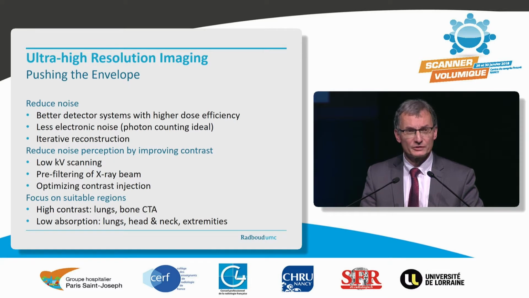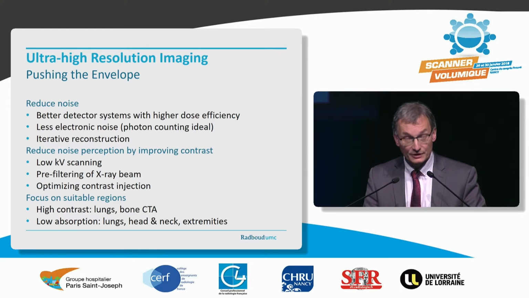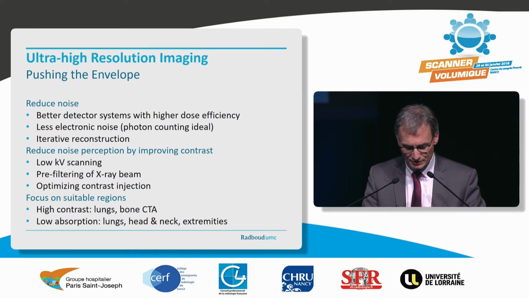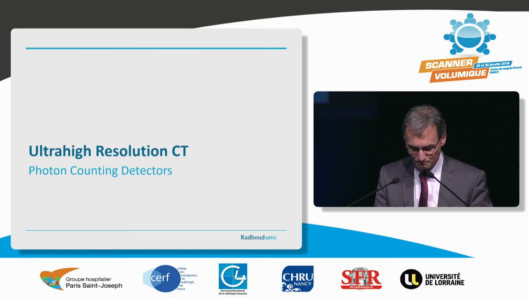Then improvement of contrast we can do by low kV scanning or monoenergetic images with low kV. We can pre-filter our X-ray beam in order to remove those beams that are not really contributing to the dose in the image, and we can optimize our contrast injection in order to optimize the contrast in the patient. Finally, focusing on suitable regions would be lungs, bone, or CTA, where we do have intrinsic high contrast, or in areas where there's low absorption, like the lungs, head and neck, or the extremities.